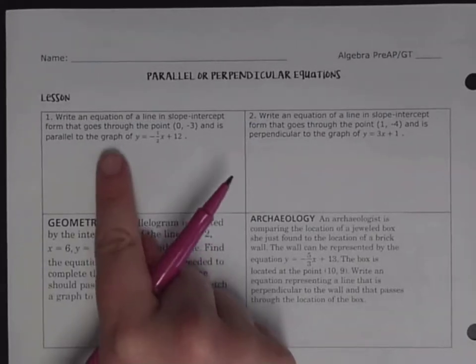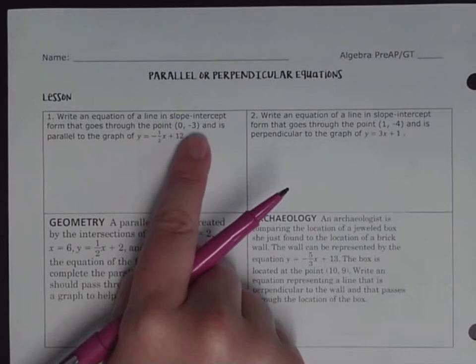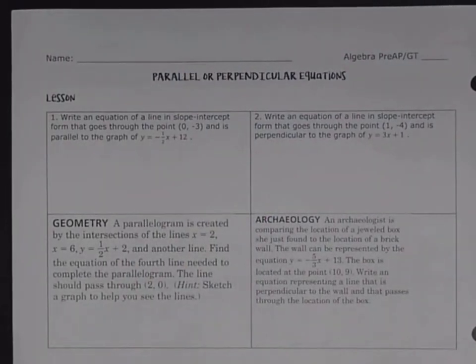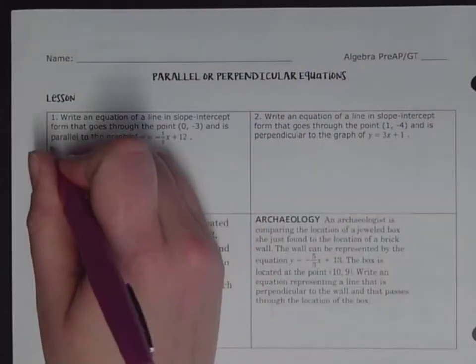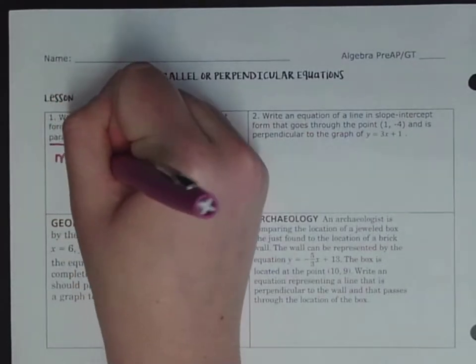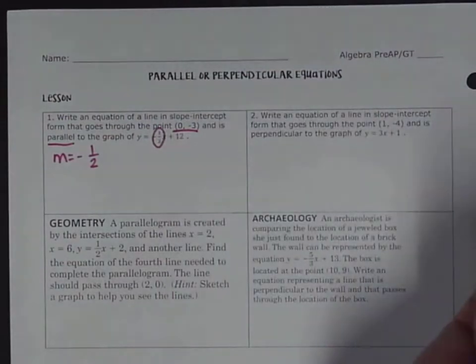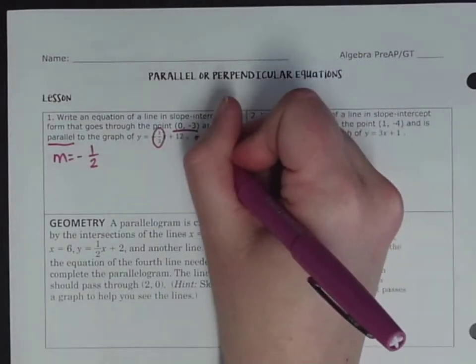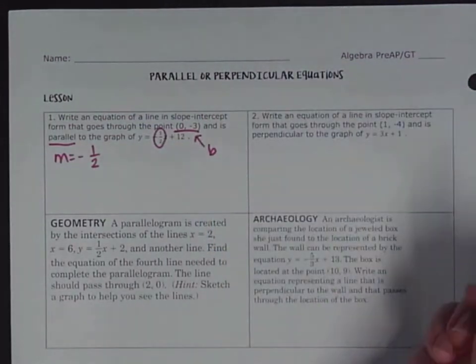So on number 1, write an equation of a line in slope-intercept form that goes through the point (0, -3) and is parallel to the graph of y equals -1/2 x plus 12. Remember that parallel means you're going to have the same slope. So my slope is going to be -1/2. And the point that it's going through is (0, -3). Well, if you remember that your y-intercept is when x equals 0, so now we know our b.